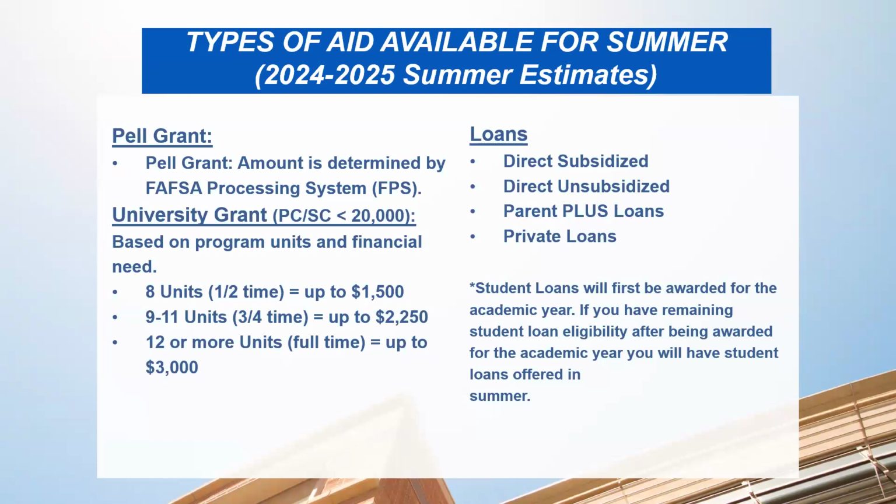Also, when it comes to loans, the types of loans that are available are going to be the direct subsidized, the direct unsubsidized, the Parent Plus loan, private loans as well. Also, student loans will first be awarded for the academic year. If you have any remaining loan eligibility after being awarded for the academic year, you will have student loans offered to you during the summer as well.